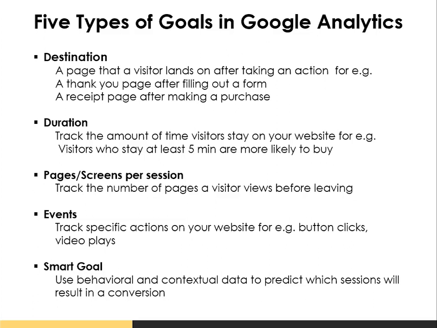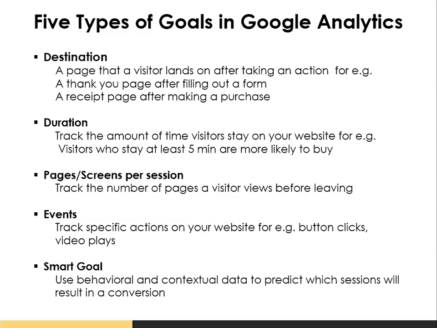You can set a duration goal. A duration goal is the amount of time that visitors stay on your site. For example, you can say, if people stay more than 5 minutes on my site, they have achieved my goal. Or maybe they're more likely to buy if they spend at least 5 minutes on your site.